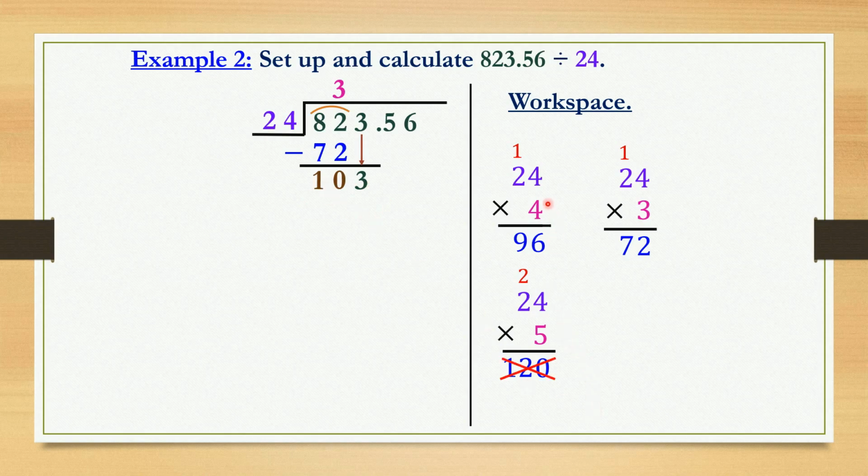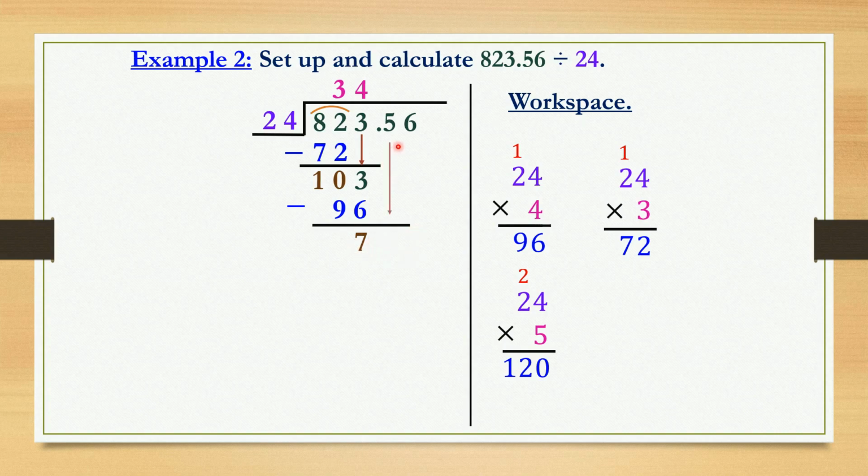So I try the 4, but we already did it. It's 96. It's less than 103, so it's correct. And 24 times 4, it's 96. I write 4 in the quotient. Now I find the remainder. 3 minus 6. 3 is less than 6, so I borrow from 10. The 10 becomes 9. 13 minus 6 is 7. And 9 minus 9, it's 0. So 7 is the remainder.